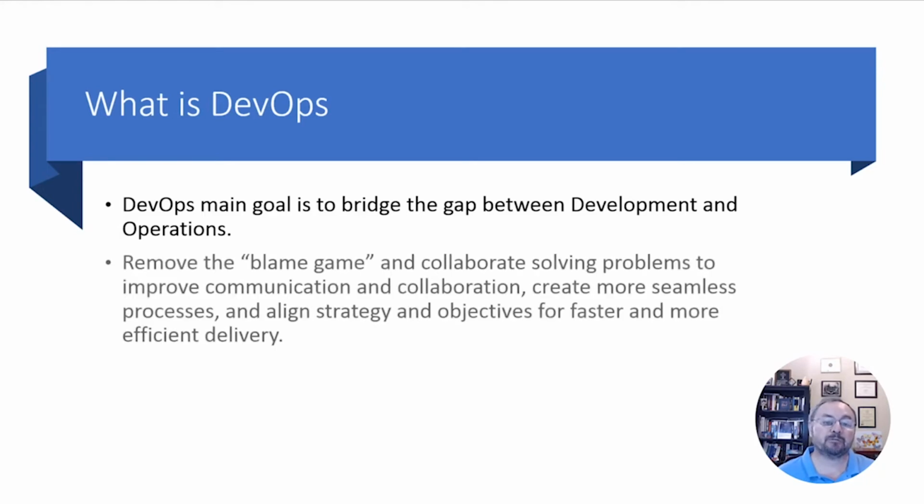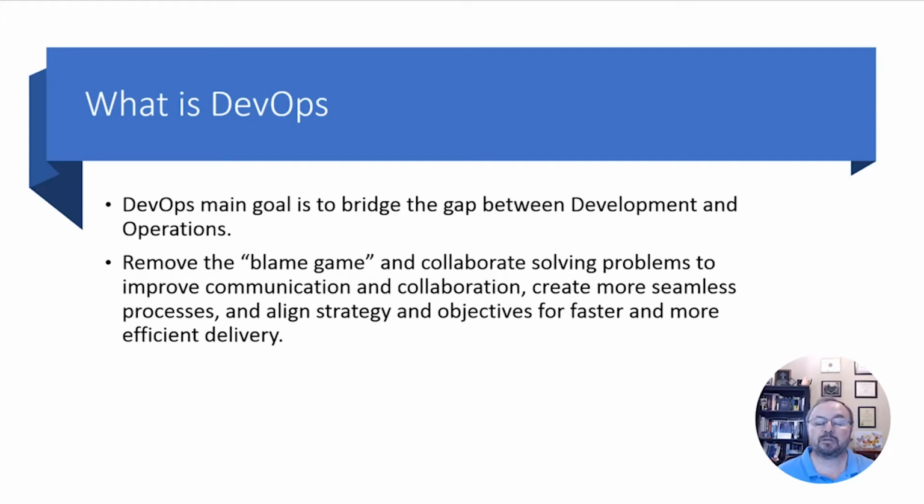Again, we need to remove those silos. When we do that, we want to remove the blame game. And this is something I remember quite vividly in a lot of situations where you didn't really get communication from the development team or the operations team. And basically, you're like, well, who's to blame? Well, again, who knows? The reality is that no one's communicating.